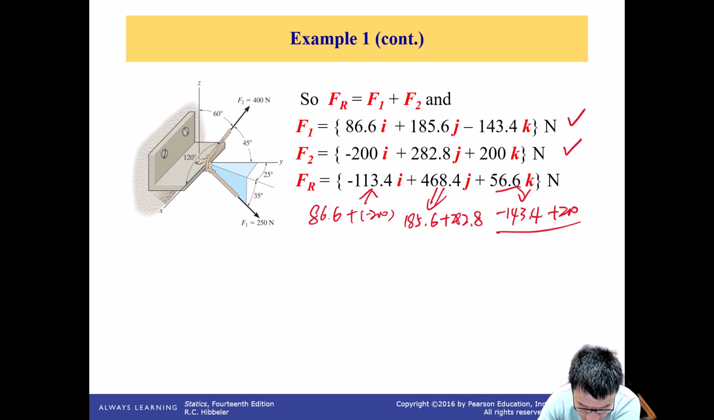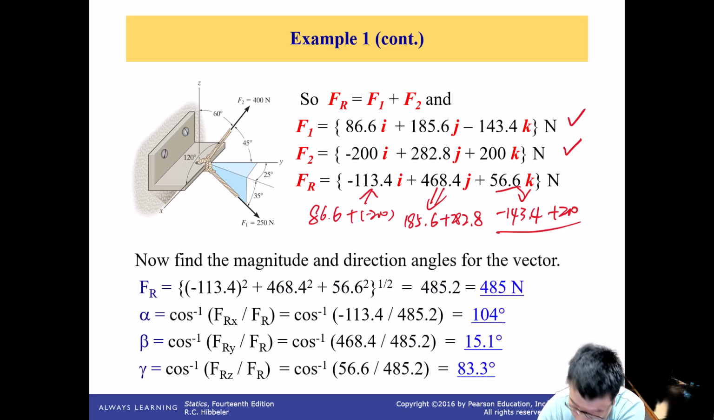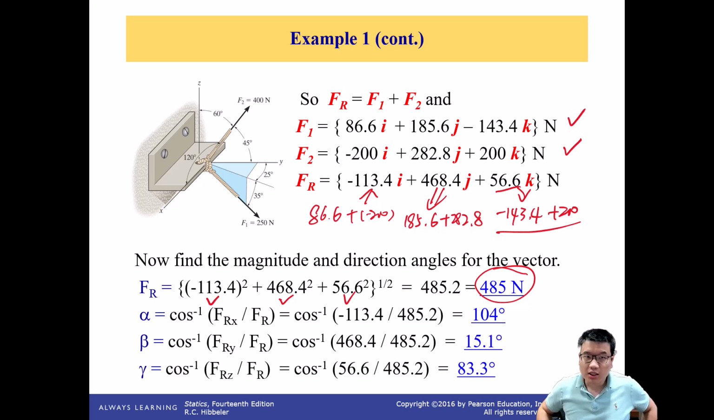So the F resultant in magnitude will be the square root of x squared plus y squared plus z squared. Okay, sorry, it should be the square root of x squared plus y squared plus z squared, all under the square root. So use a calculator, you can find the final answer is 485 Newton. And what's the angle to each axis?